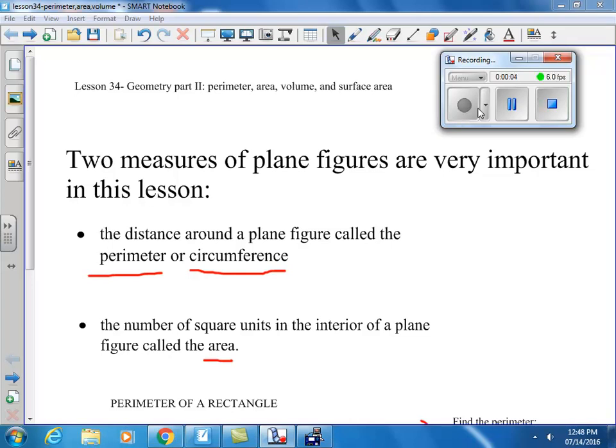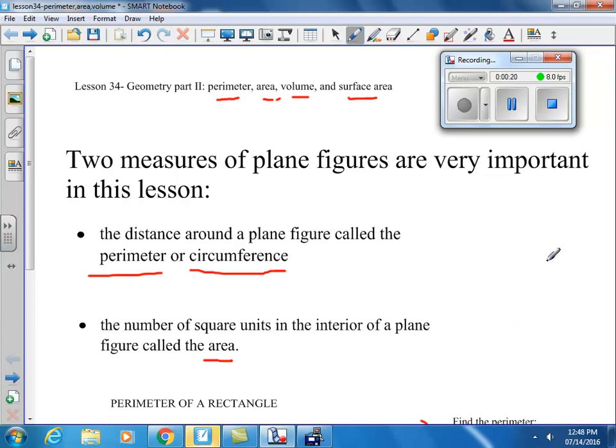Okay, again, congratulations. You've made it to the end of the course. This is lesson 34, Geometry Part 2. We're going to be looking at perimeter, area, volume, and surface area calculations. We will be using our calculators for this part of the course.